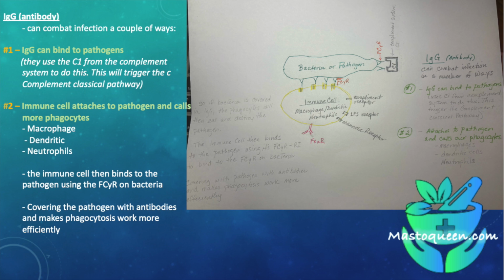When the immune cell attaches to the pathogen, it winds up covering the pathogen with the IgG antibodies, and this is what makes phagocytosis work more efficiently. And remember, phagocytosis is when the immune cells engulf the bacteria and eat it, and then spit out tiny bits and pieces, or what I like to call the crumbs, to the end of those receptors to alert other immune cells to be on the lookout because there's a pathogen in the body.